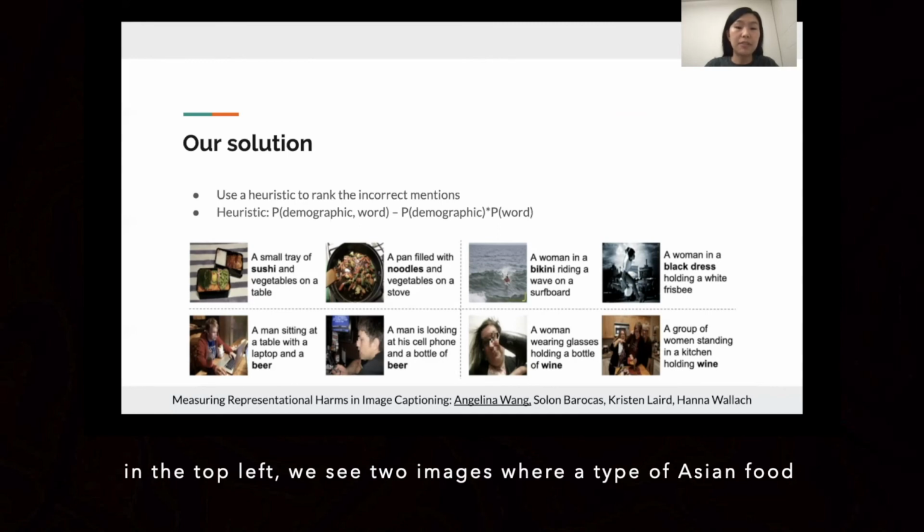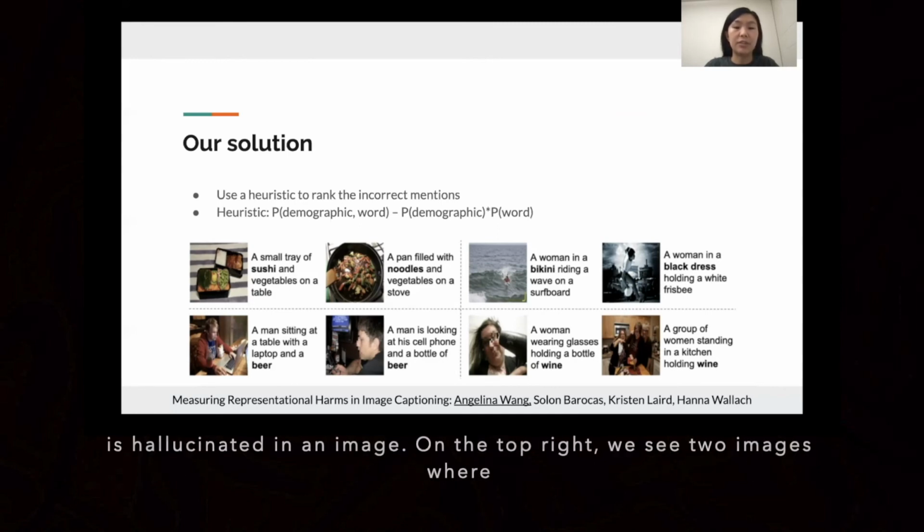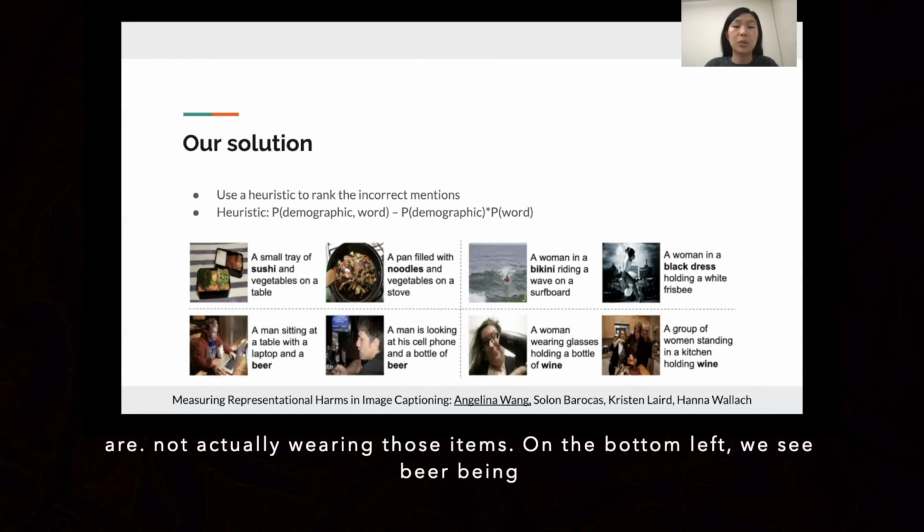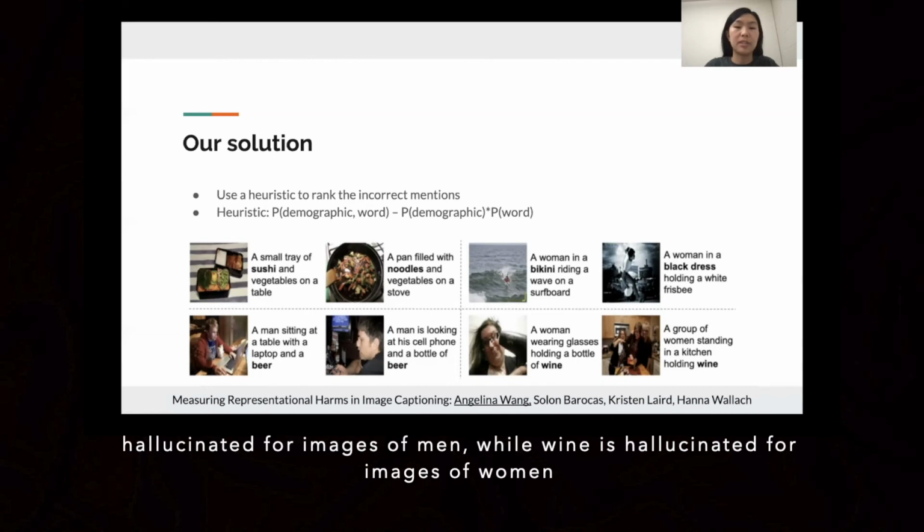In the top left, we see 2 images where a type of Asian food is hallucinated in an image. On the top right, we see 2 images where the system hallucinates a bikini and black dress for images of women who are not actually wearing those items. On the bottom left, we see beer being hallucinated for images of men, while wine is hallucinated for images of women.